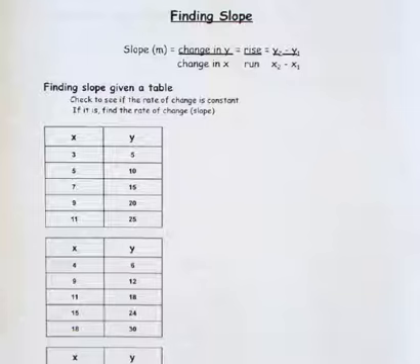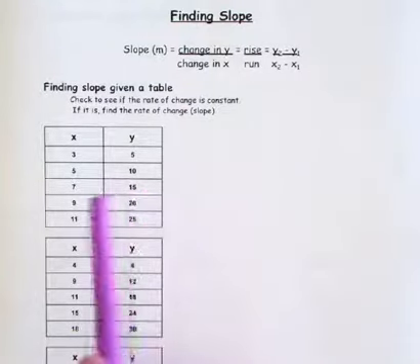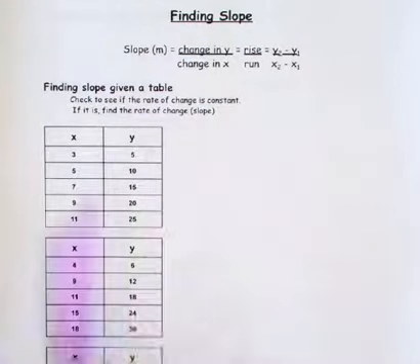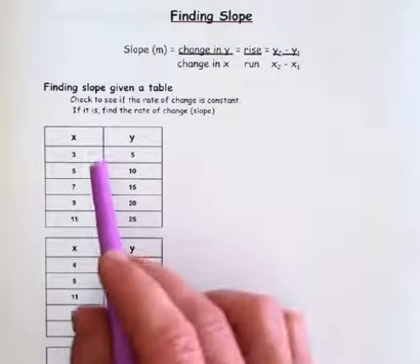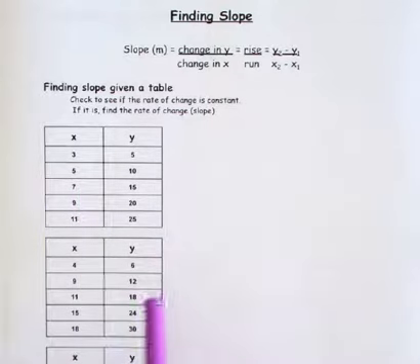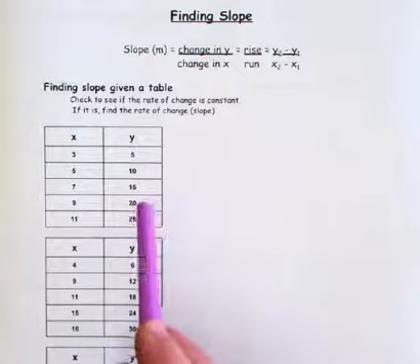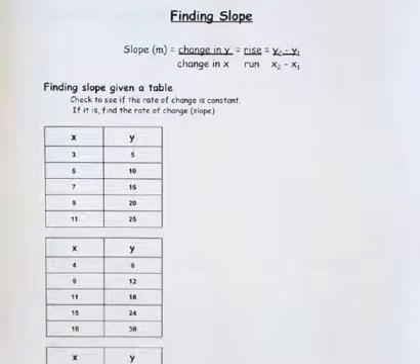The first is looking at a table. Sometimes you're given a table of x and y values, coordinates. What you can do is check to see if the rate of change is constant. That means how they change from x and how they change from y. If it is, then you can find the rate of change just by looking at the change in y over the change in x. So let's do an example.